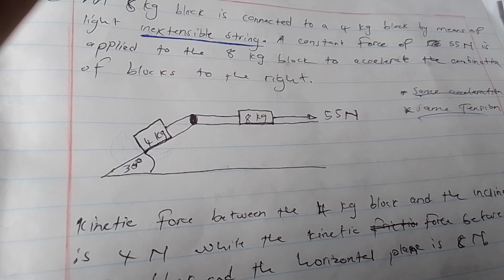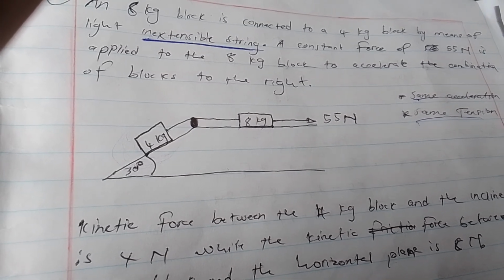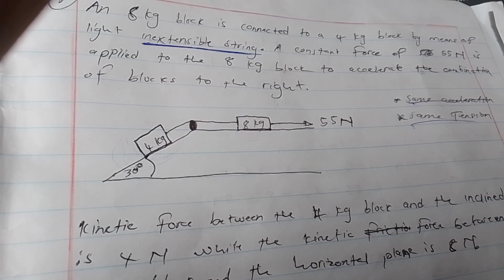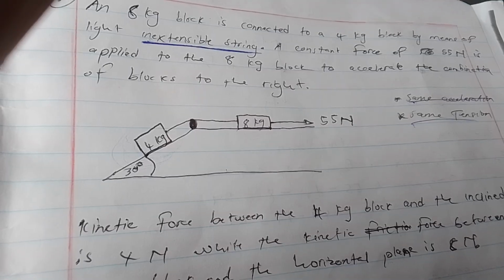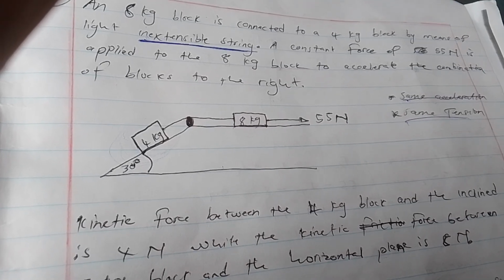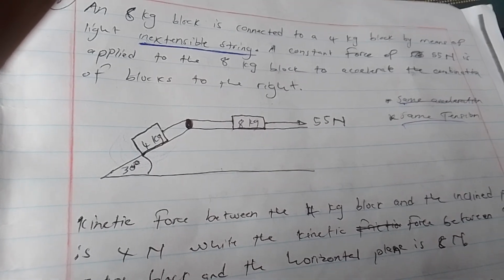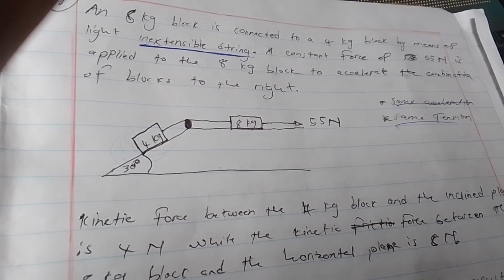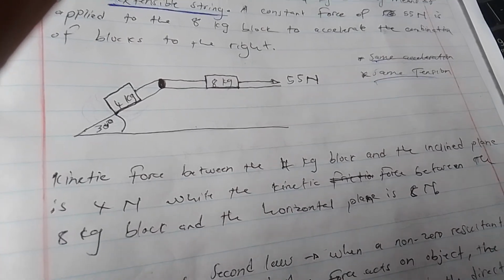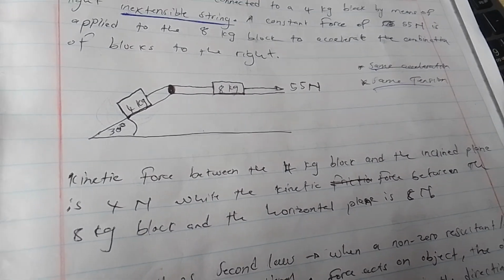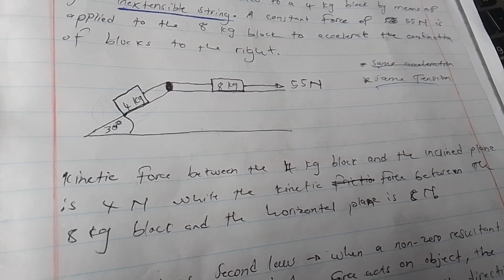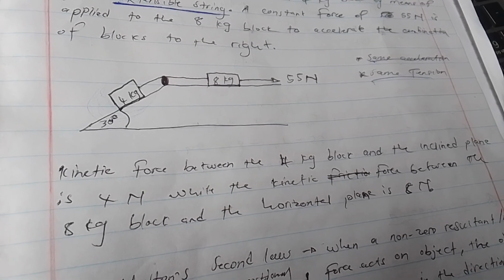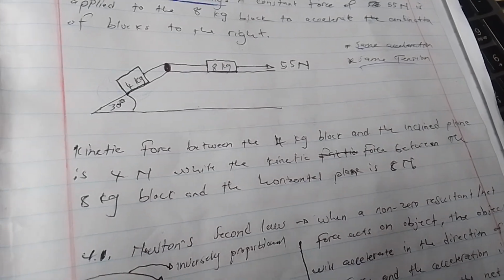That angle represents inclination. It shows that the surface on which our block is placed is on an incline, like it's lifted. It's not on a horizontal surface; the plane is not horizontal, it's inclined. So they are saying we should draw a free body diagram on our 4 kg block.